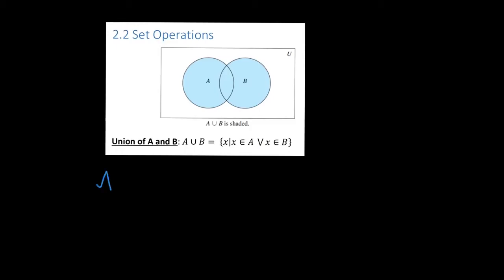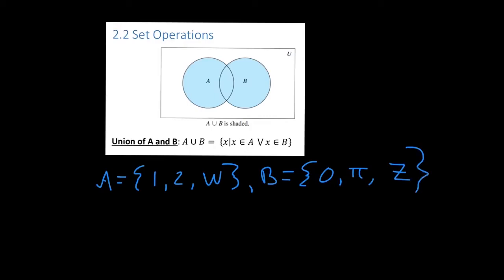Let's let A be, we'll say the set 1, 2, I don't know, W, and we'll let B be the set 0, pi, Z.